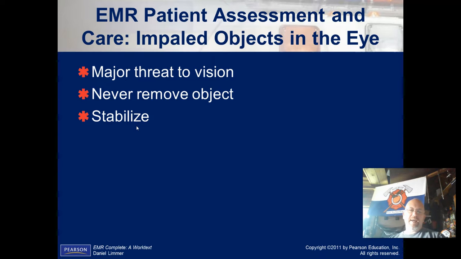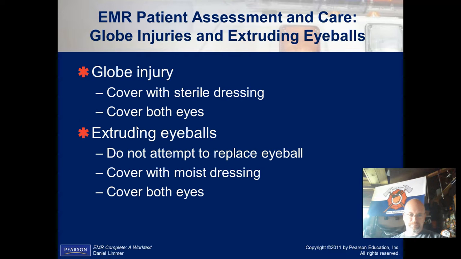Impaled objects into the eye are a major threat to vision, of course. Never remove this object. If you're not aware of this, the eye itself is actually filled with vitreous humor. Vitreous humor is a fluid that looks like water, and it gives us our structure. By removing that object, you're not going to bleed out, but what you are going to do is lose that fluid. And once it's gone, that eye is no longer any good. This person needs to go to surgery to save their eye. And we need to stabilize, and that was that cup being used.